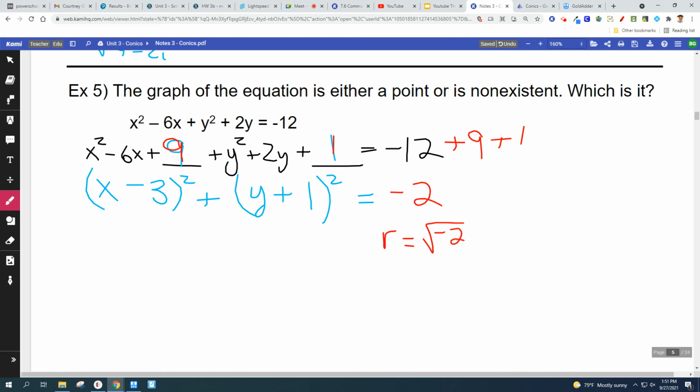And the square root of a negative is going to have an imaginary part. And we can't even visualize an imaginary radius. We don't know what this looks like. And so what's the answer? Is this a point or is this non-existent? This is non-existent.